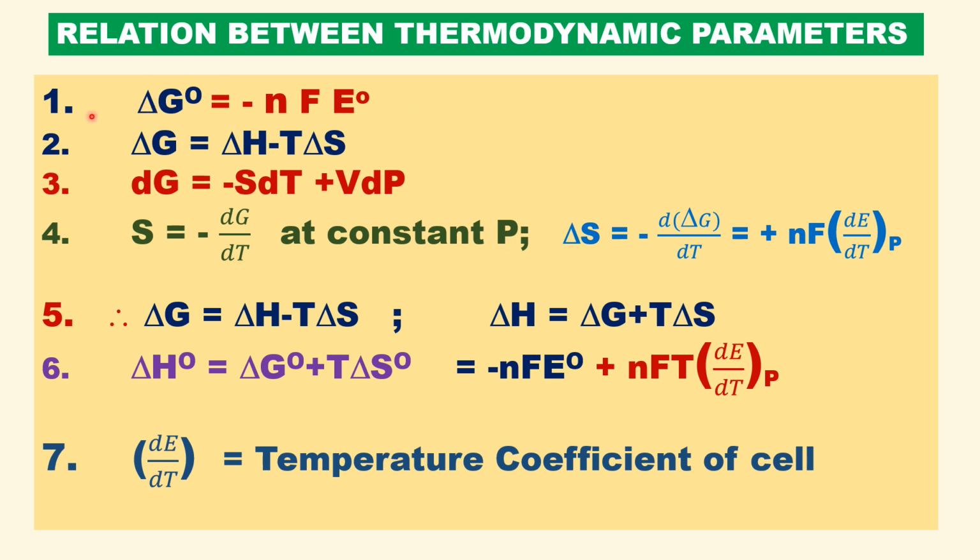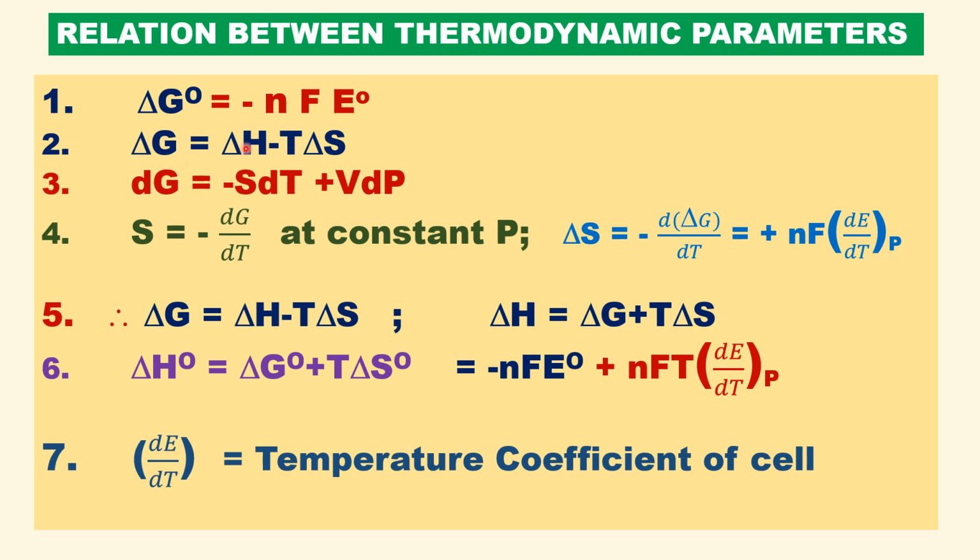From the second law of thermodynamics, the standard free energy change delta G naught equals minus nFE naught, where n is the number of electrons involved, F is called the Faraday constant, 96,500 coulomb per mole, and E naught is the standard EMF of the cell.